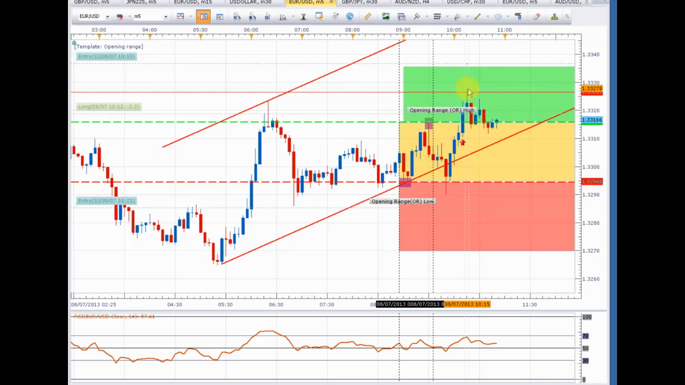We got a nice little breakout here at the 10:15 candle, probably as a result of maybe position squaring as European traders are heading home, heading to the pubs for the day. We see maybe they're closing out their orders, closing out their sells with buys, and we see that kind of momentary move there.